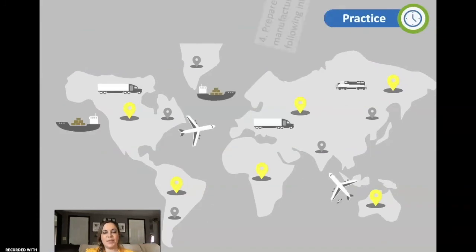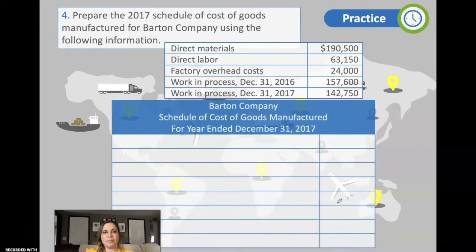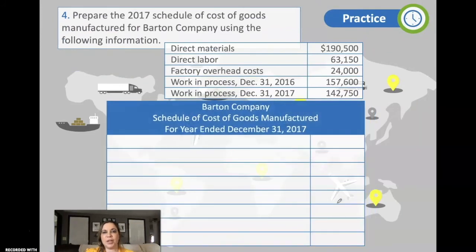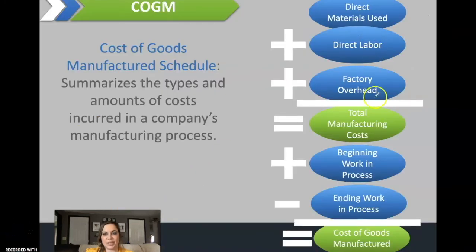Next up, we have the next classwork problem, number 4. Prepare the 2017 schedule of cost of goods manufactured for Bar & Company. We want to do the cost of goods manufactured for this one here. Remember, for this one, we need to add up all of our product costs, our materials, our labor, our overhead. We want to add our WIP from the beginning of the year, then subtract our WIP from the end of the year. As a reminder, this is what it looks like. Our material, labor, overhead equals our total manufacturing costs plus WIP at the beginning of the year minus WIP at the end of the year.